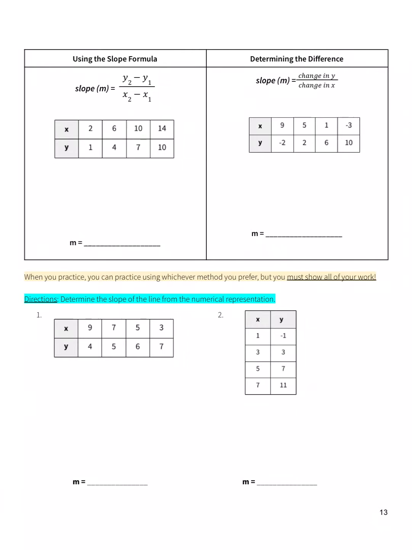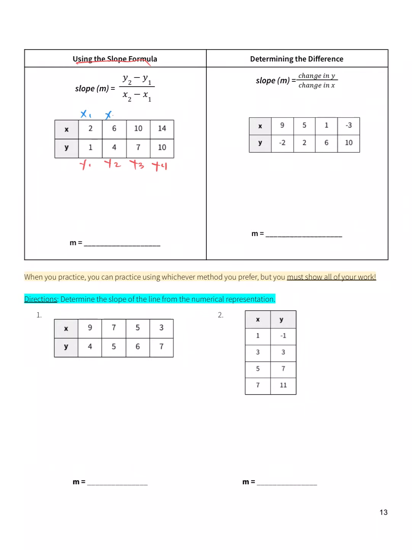Here is another example, and I'm going to do this example, and then you're going to have a chance to try some on your own. So even if you feel confident, please just stick with me for a little bit longer. All right, so the first thing I'm going to do is label my points because I'm using the slope formula for this one. So I have y1, y2, y3, y4. All right, same thing with my x's.